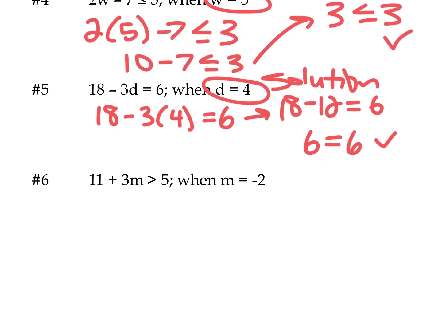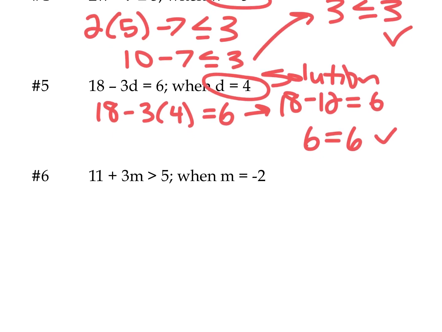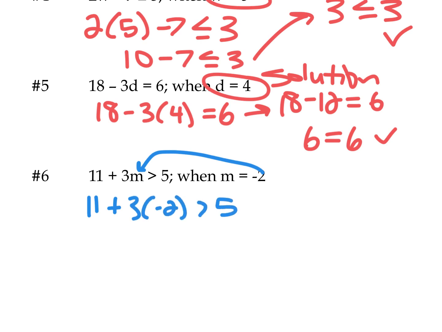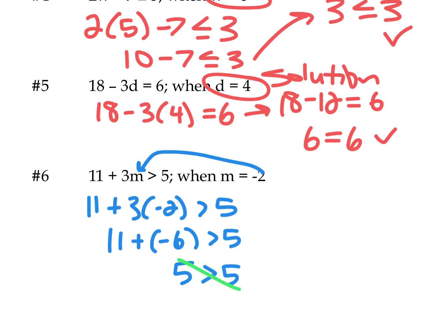Number 6. We have 11 plus 3m is greater than 5 when m equals negative 2. So we're going to plug a negative 2 in here for m. So we have 11 plus 3 times negative 2 is greater than 5. This will be 11 plus negative 6 is greater than 5. That gives us 5 is greater than 5. 5 is not greater than 5. Okay, right? That is not true.